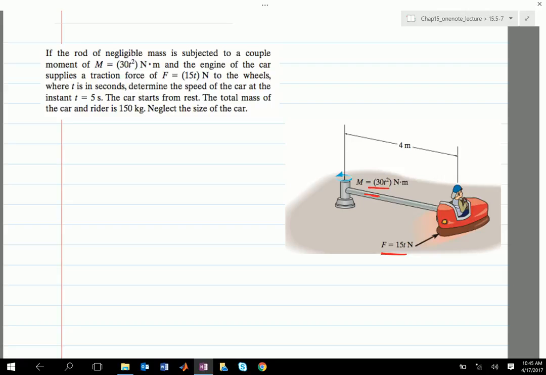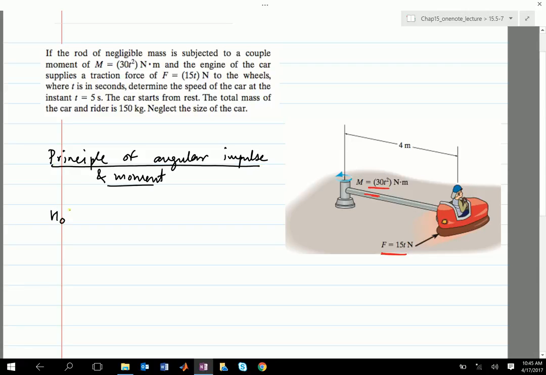So the same thing, principle of angular impulse and momentum, which says that HO1 plus integral of MO dt equals HO2. Again, the H is going to be along this axis. That's why I'm writing it as a scalar.